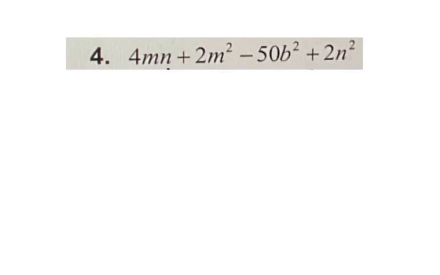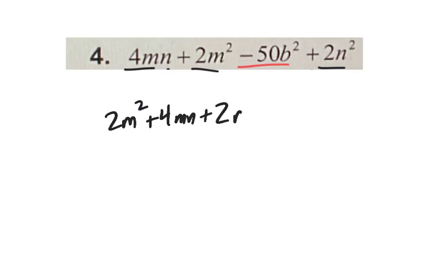Okay, so now I'm looking for a difference of squares. I have 3 terms here that have m's and n's involved with them. So I'm going to rearrange this to put those 3 terms at the beginning, and I'm going to put this term at the end. So that would leave me with 2m squared plus 4mn plus 2n squared minus 50b squared.